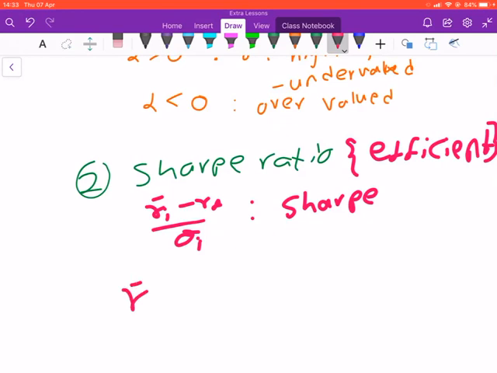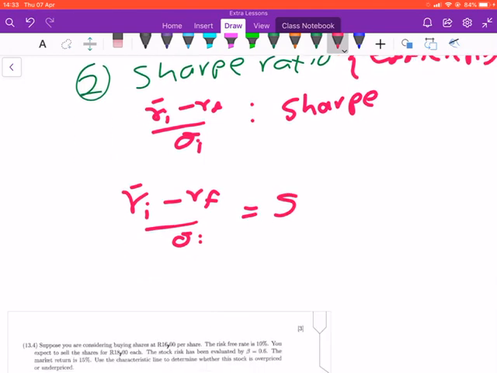You will have RI minus RF over this, and then you'll say this is the Sharpe ratio, right? Basically, if you have something like this, you can just look at this and then solve for S, right?